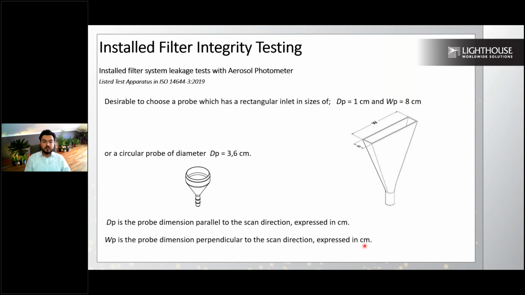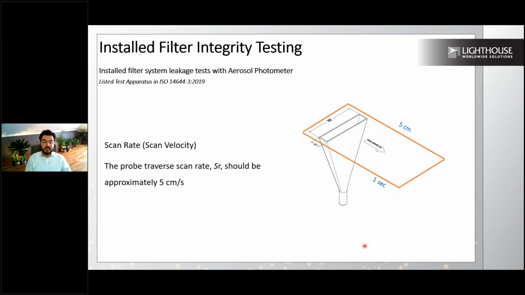It is desirable to choose a probe which has a rectangular inlet. DP is 1 centimeter, WP is 8 centimeters, and you can also use a circular probe with a diameter of 3.6. But in general, we use these rectangular inlet probes in order to scan HEPA filters. This is very good at scanning the corners of your filters and also edge and gasket leakages. Scan velocity is quite critical here, and the standard defines it as a 5 centimeter per second scanning rate.